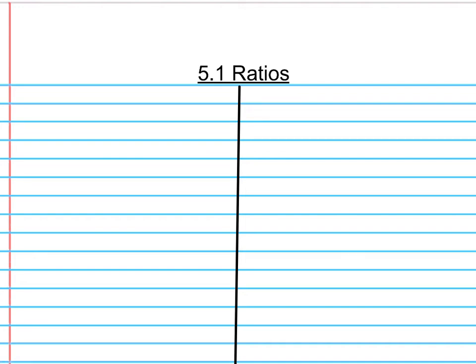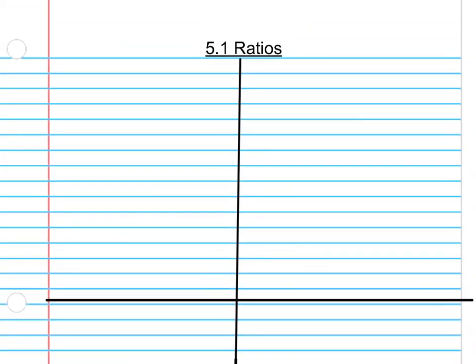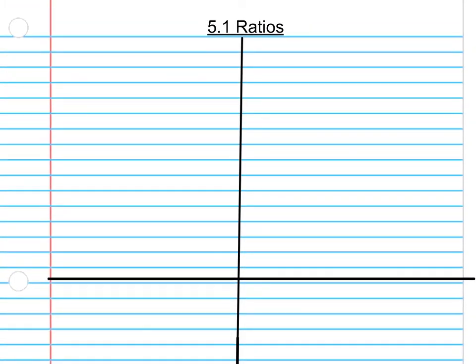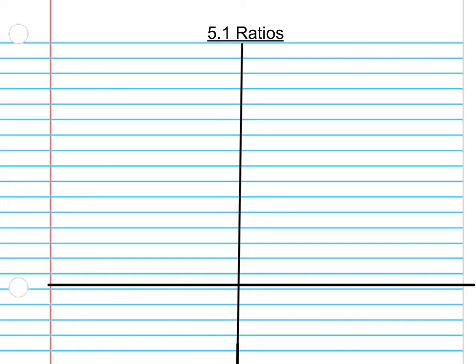Hello everybody, this is lesson 5.1, ratios. So I want you to write this at the top of your spiral notebook and make sure you're on the correct page in your notebook, and it should say on the website what page it should be on. And also I want you to divide up your paper into 4 sections. So when you're ready to continue, press play.